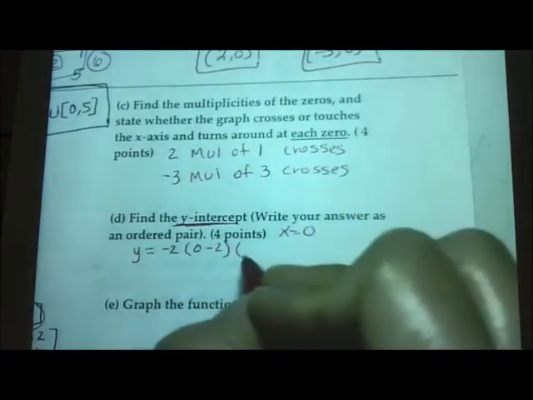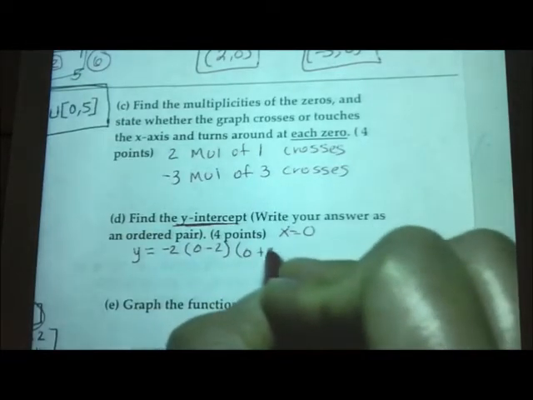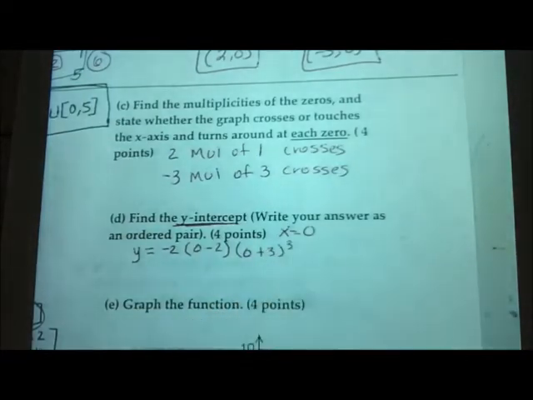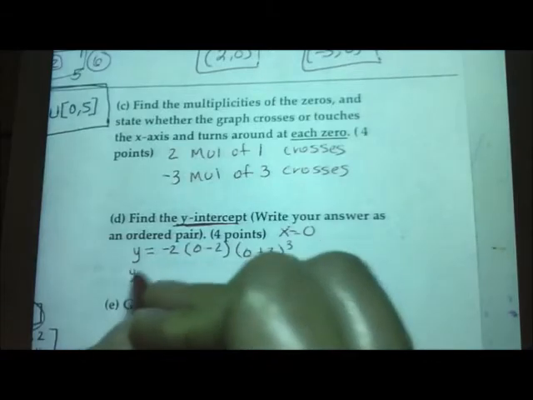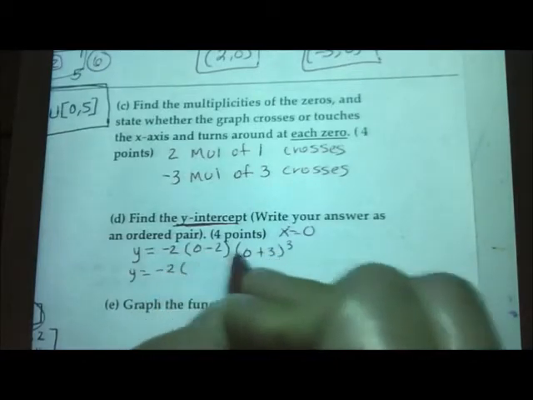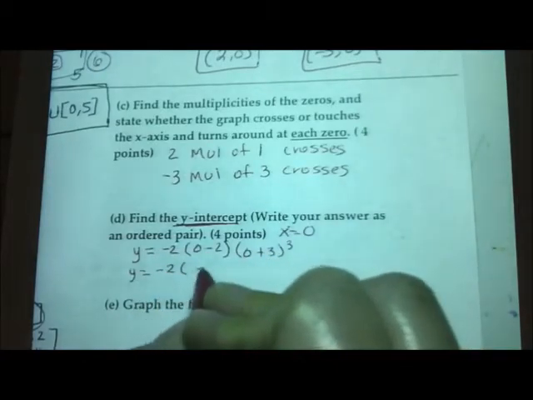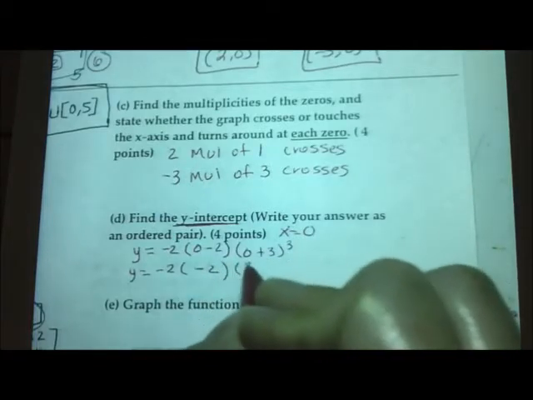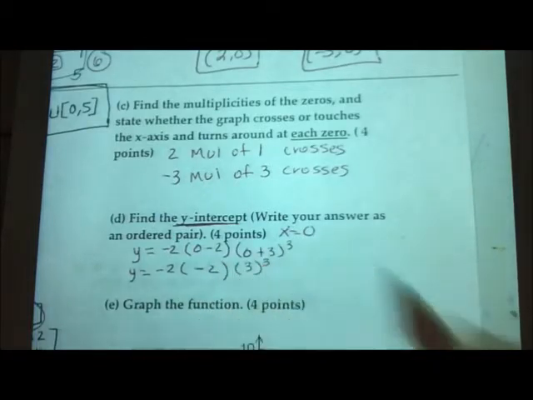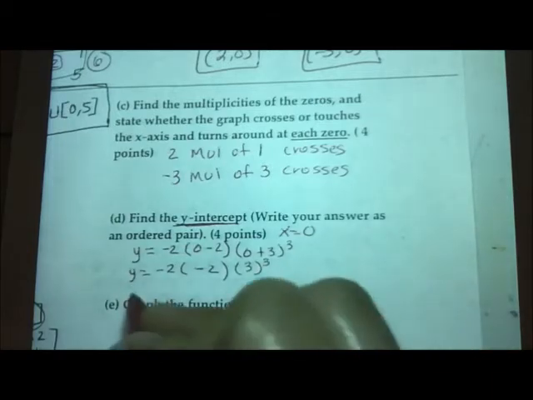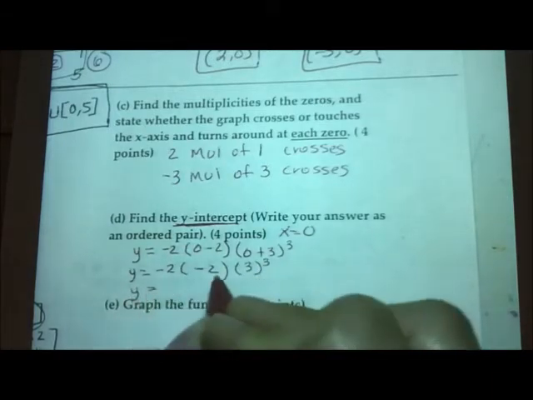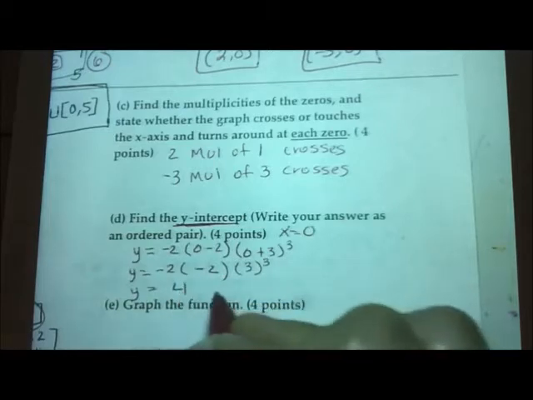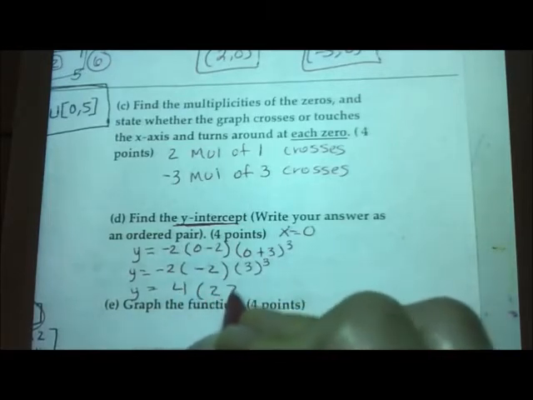What am I going to put here? 0. 0 plus 3 cubed. So I'm going to do -2. 0 minus 2 becomes what? -2. And what is 0 plus 3? 3. But that 3 is cubed. So 27. So -2 times -2 is 4. Do we agree? Yes. And then this is a 27.